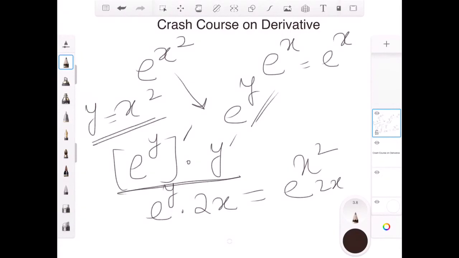Then follow the same common derivatives that we have used and apply them here.